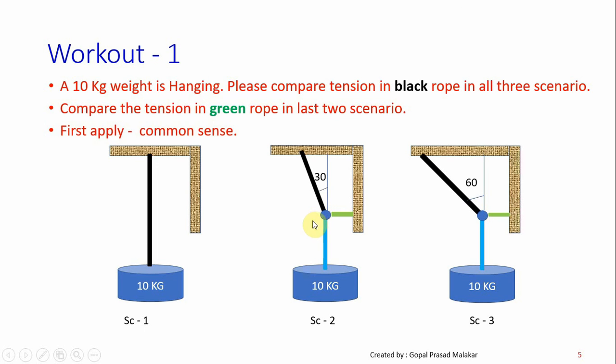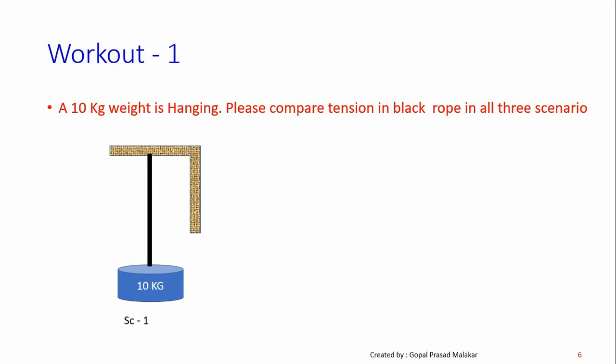So commonsensically, in this situation the green rope's tension will be a little less than the force that will be required here, if the weight is the same. Commonsensically we know that. Now let's see whether the math also proves the same thing or not. So first of all, let's take the first scenario.